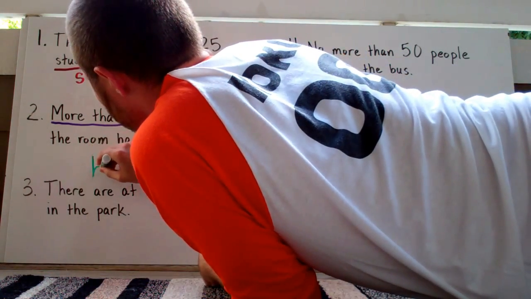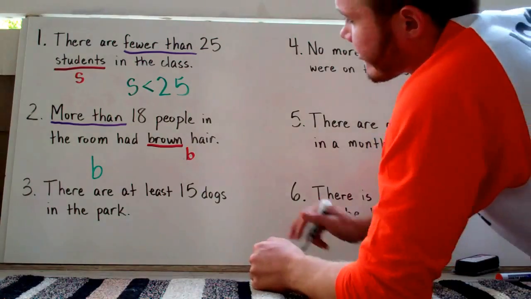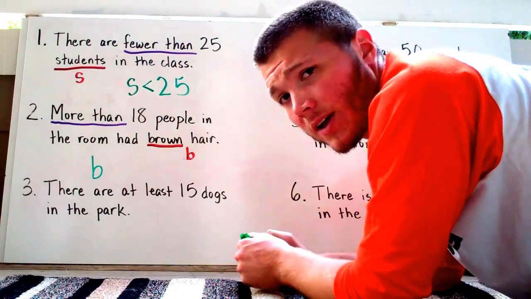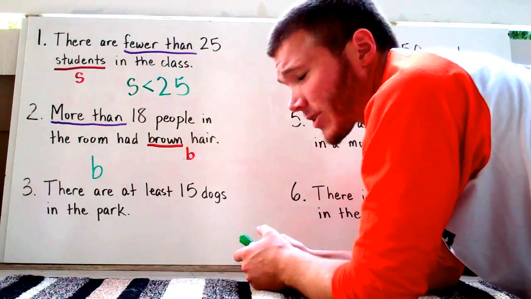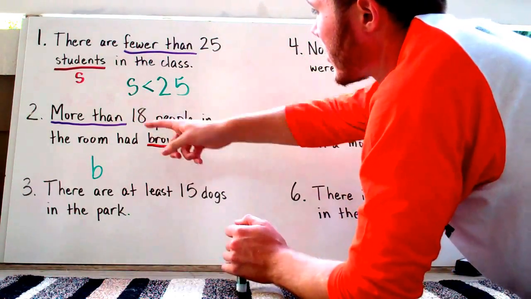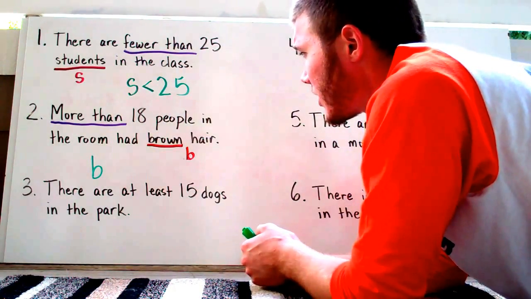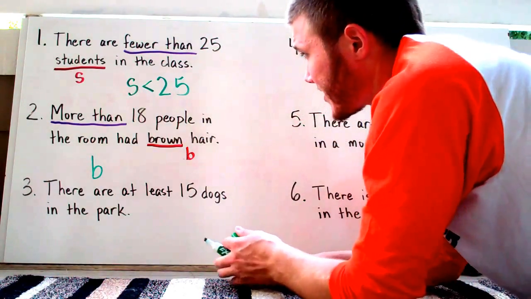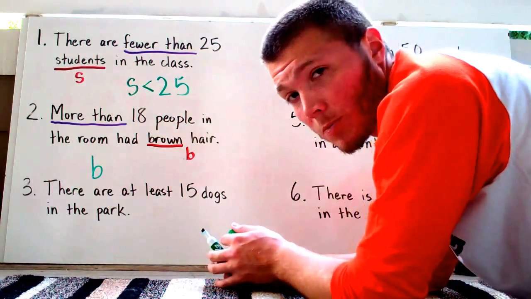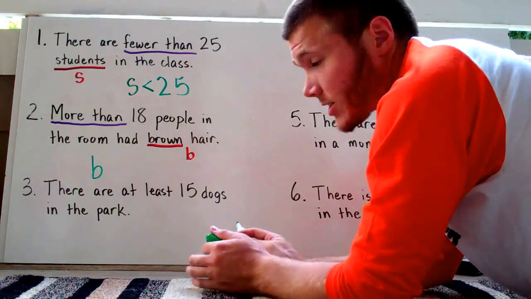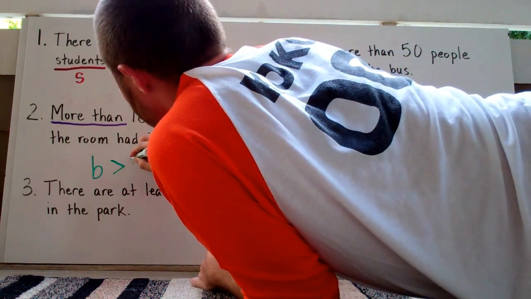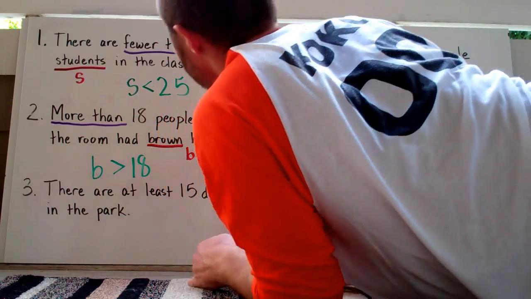And if you thought that you could use people or P as your variable, I would accept that also. Okay? So more than 18 people in the room had brown hair. More than 18. So it's not like there can be 18 people in the room with brown hair. There's more than 18. So our answer is going to be more than 18.